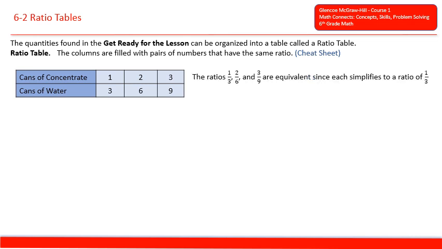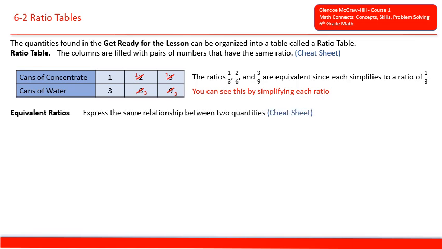The ratios 1 to 3, 2 to 6, and 3 to 9 are equivalent since each simplifies to a ratio of 1 to 3. You can see this by simplifying each ratio. If we do 2 and 6, we get 1/3, greatest common factor 2. And with 3/9, we can get down to 1/3 if we simplify with 3. Equivalent ratios express the same relationships between 2 quantities. You can use ratio tables to find equivalent ratios or rates.